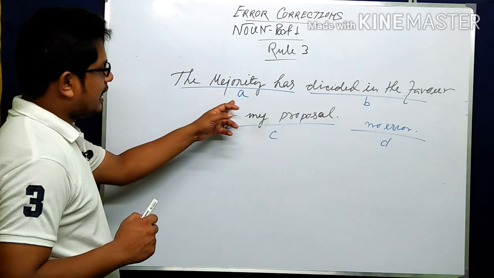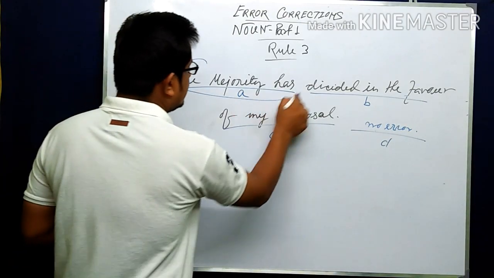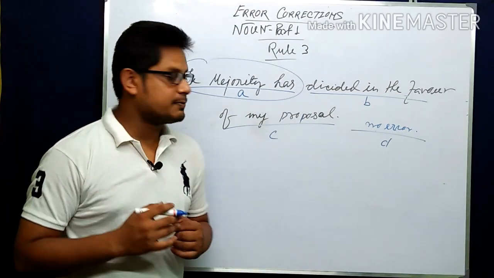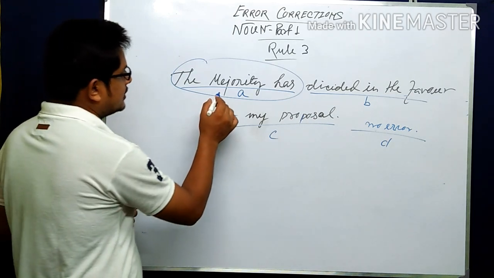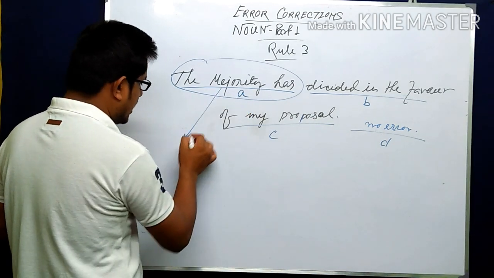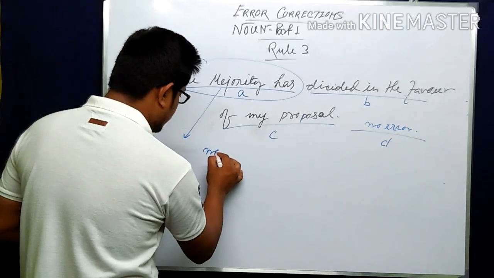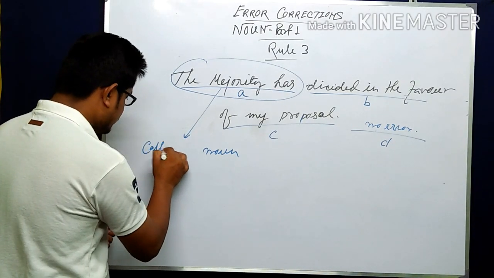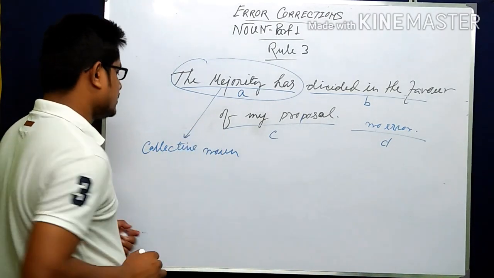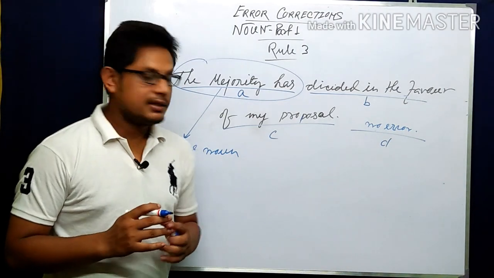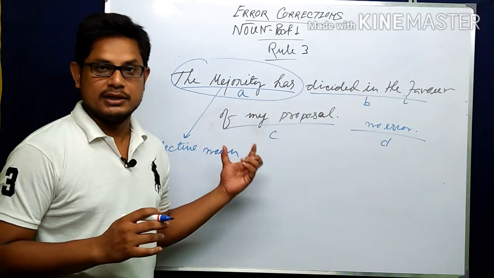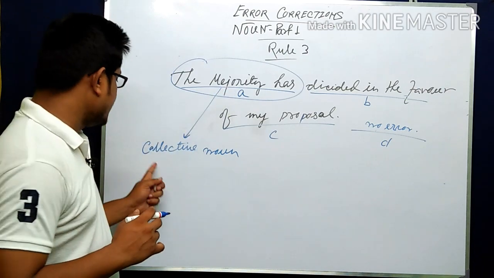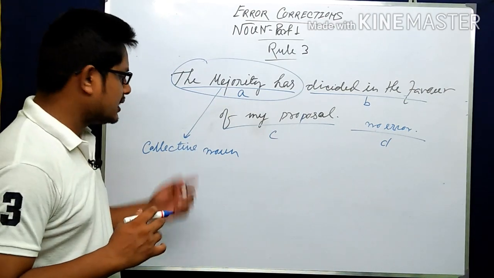Now, let me give the answer. See, the answer would be A, this part. The majority has. This part is wrongly used in this sentence. Why? Let me explain. See, now first of all, look at this word majority. It is a noun, but it is a collective noun. Clear? You have to always understand what kind of noun you are dealing with. Then only you can apply the rules that I'm giving you. Clear? So now majority is a collective noun. Clear? What is a collective noun?